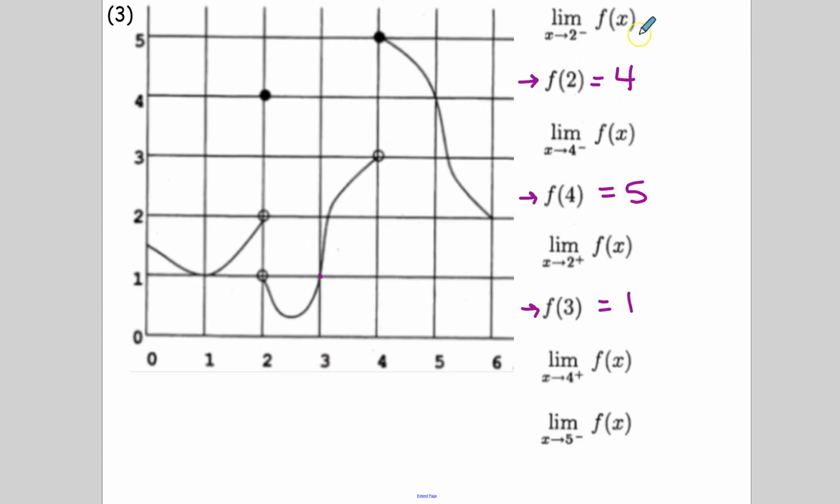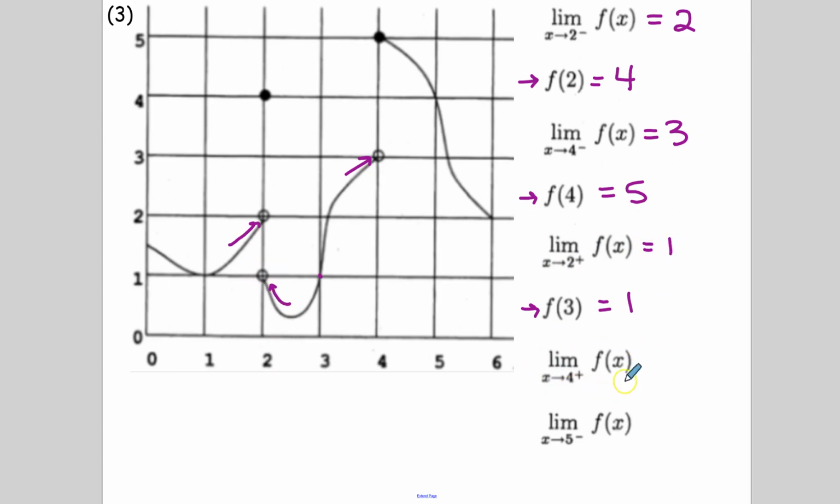Now let's work on the limits. The limit of f of x as x approaches 2 from the left. Here's 2, but we're approaching it from the left. We're going up toward a height of 2. The limit of f of x as x approaches 4 from the left. Here's 4. We're approaching it from the left. We're going up toward a height of 3. The limit of f of x as x approaches 2 from the right. Here's 2, but we're approaching it from the right, following the curve. We're going up toward a height of 1.